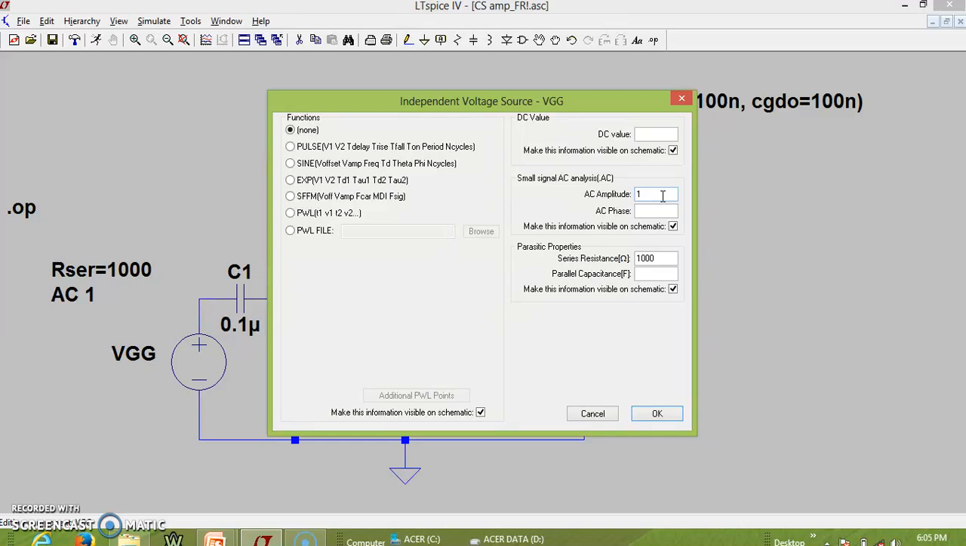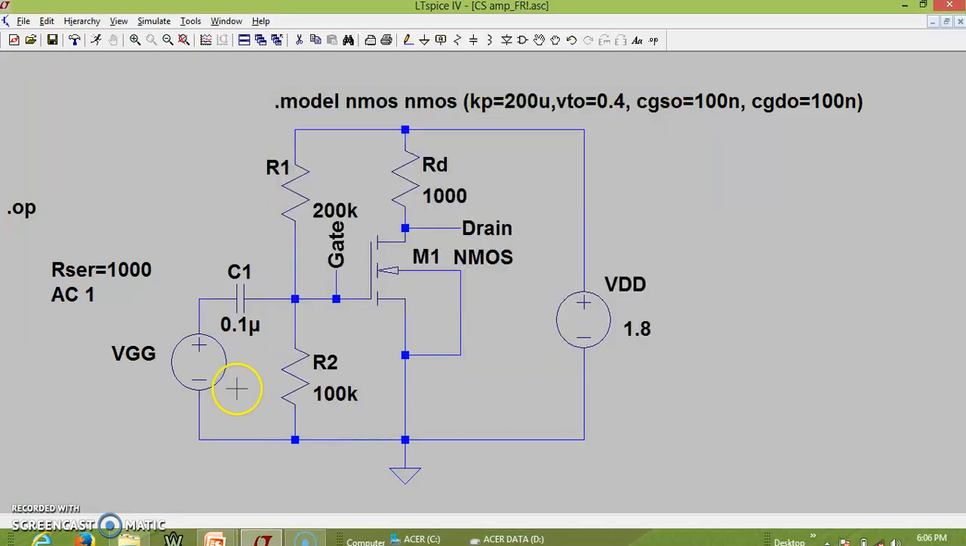Because whatever we are seeing at the output is just the output only, but when we actually see the output, we consider that output itself as a gain, because anything divided by 1 happens to be that gain. So that's why we are supposed to take the AC amplitude as 1 here. And we are specifying the source impedance of that source as 1000 ohms here. So this is how we can specify the values.